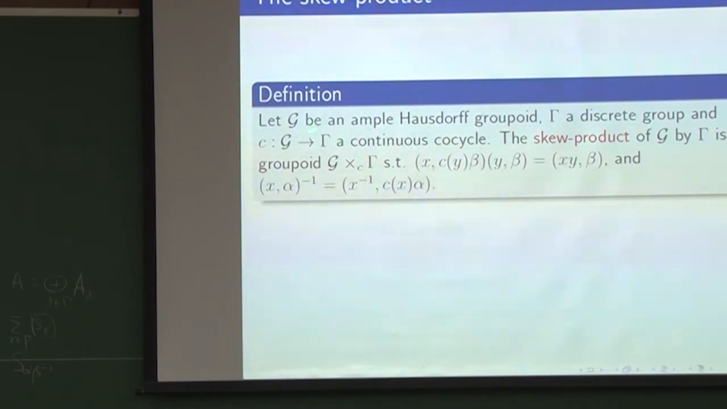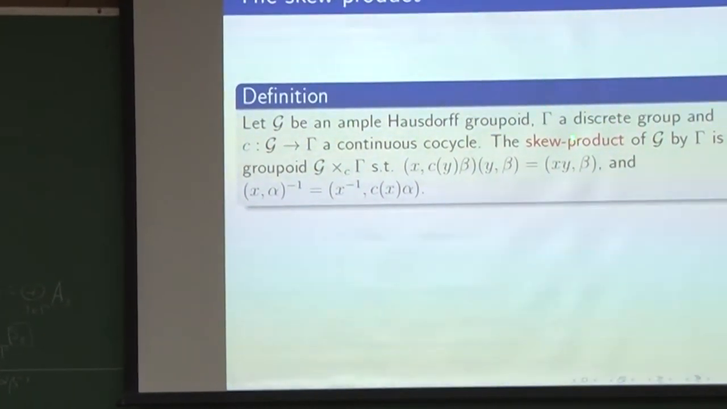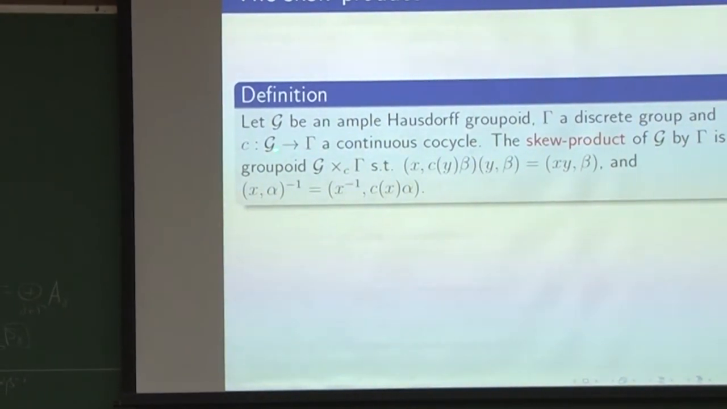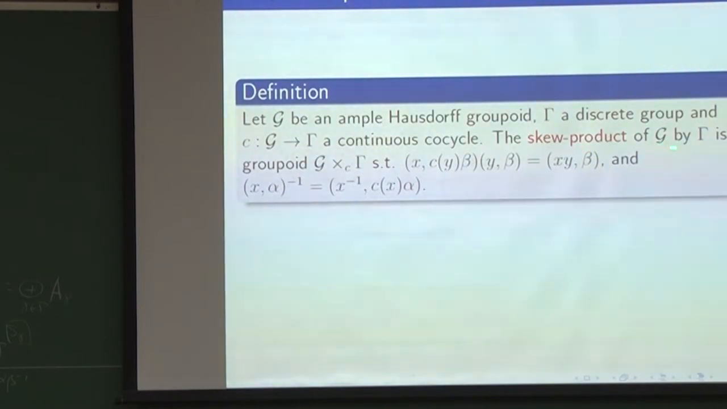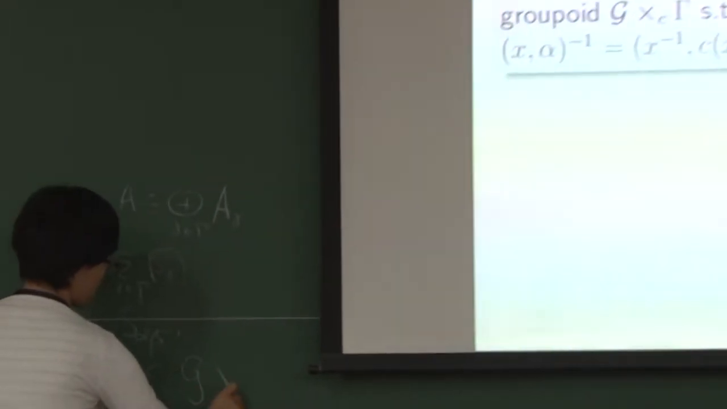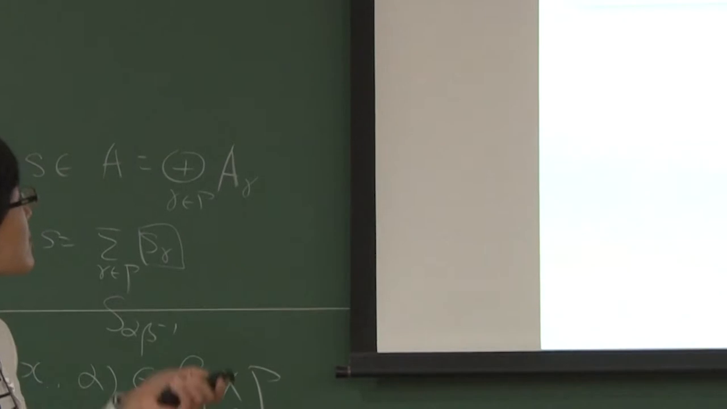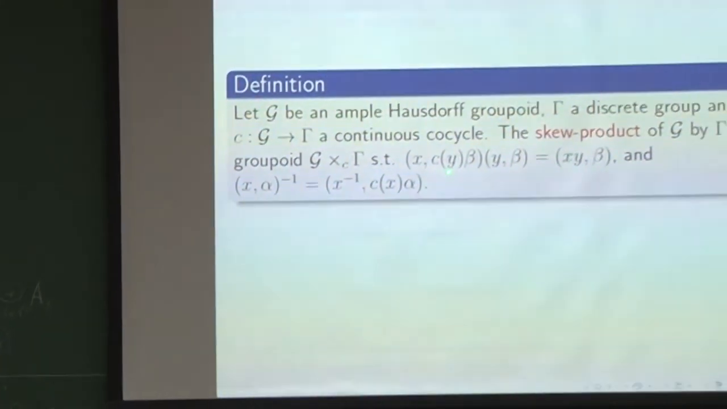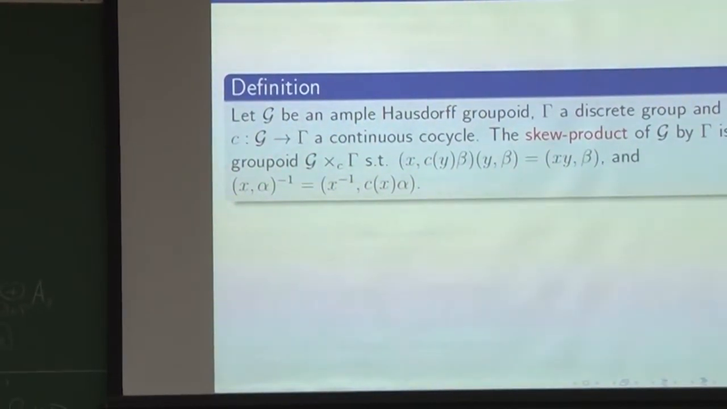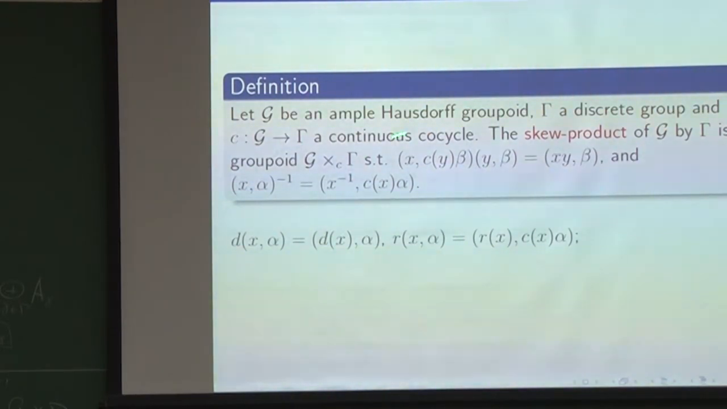So now let's see the definition of the skew product groupoid. Suppose G is an ample Hausdorff groupoid, gamma is a discrete group, and we have this cocycle from G to gamma. Then the skew product of G by gamma is this groupoid. First, as a set, it is G times gamma, so it contains the elements in this form, x alpha, for x in G and alpha in gamma. And here, this is the composition, and this is the inverse. Now we have this composition and the inverse, so we can calculate the domain and the range.